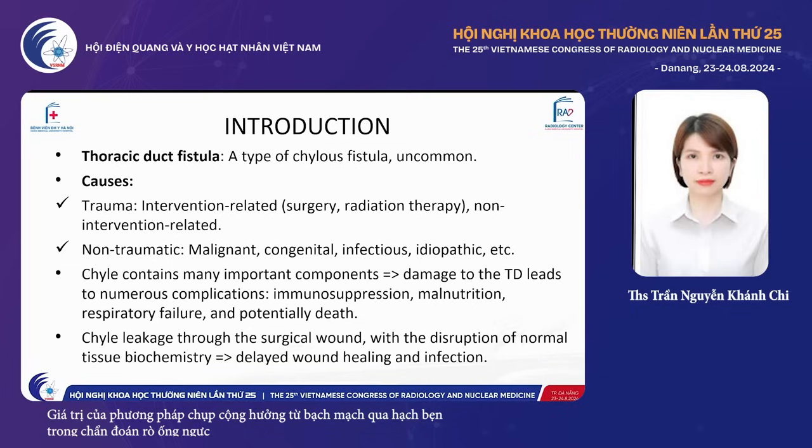As I mentioned before, chyle contains many important components, so prolonged chyle leakage can lead to numerous complications such as immunosuppression, malnutrition, respiratory failure, or even death. Some reports indicate that the mortality rate due to thoracic duct leakage after esophagectomy can reach up to 50% if not treated. Additionally, chyle leakage through the surgical wound, with the disruption of the normal tissue biochemistry, leads to delayed wound healing and infection.